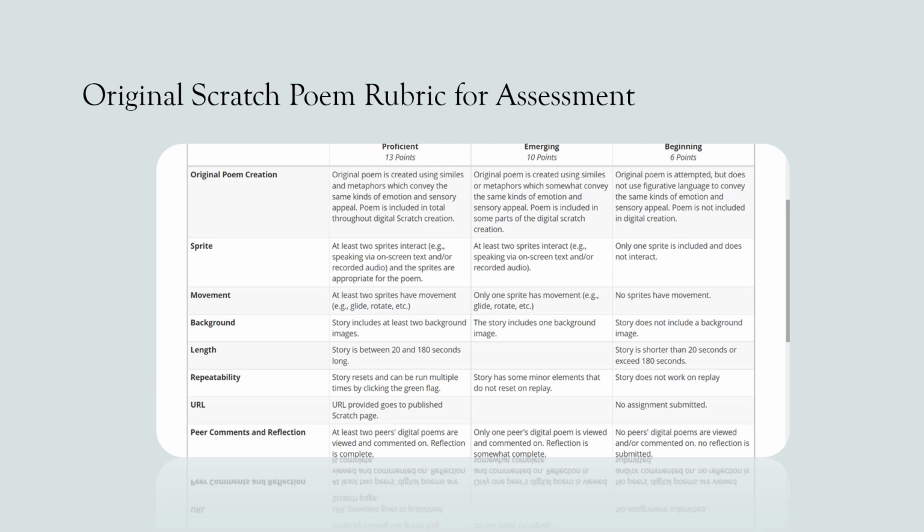Okay, here you will see my original Scratch poem rubric for the assessment. Students had to create an original poem, make sure that they incorporated at least 2 sprites interacting with one another, that there was movement within the story, that there was at least 2 incorporated background images, that the story was between 20 and 180 seconds long. They were able to provide their URL and peer comment and reflect over the process as a whole.